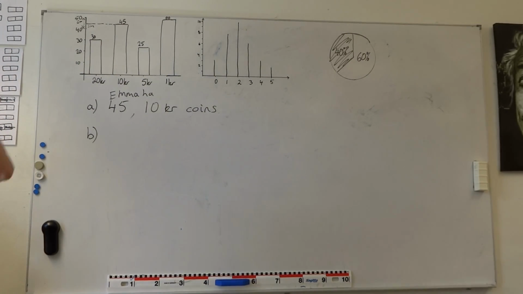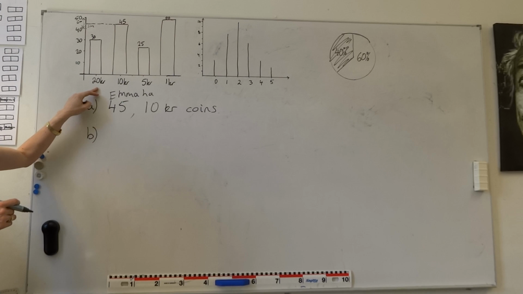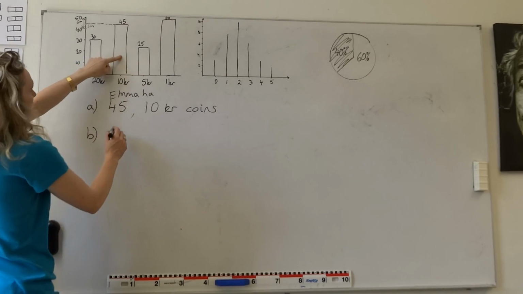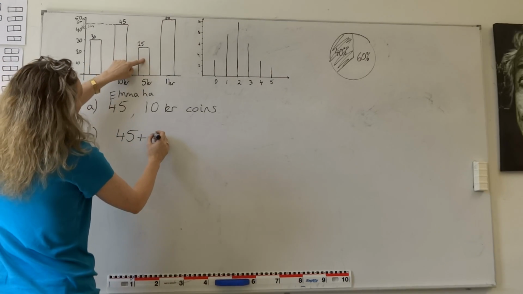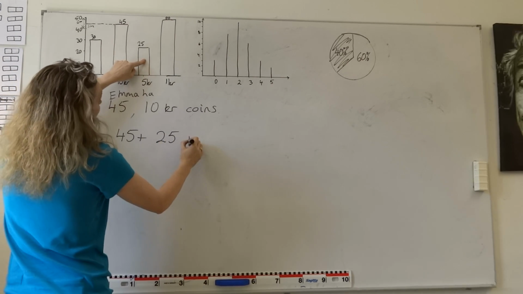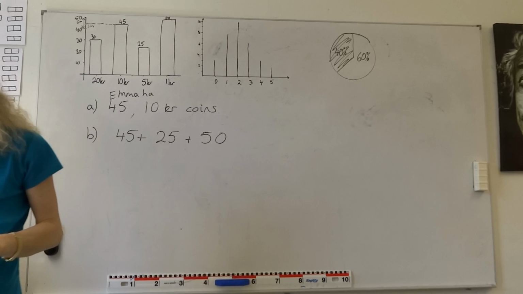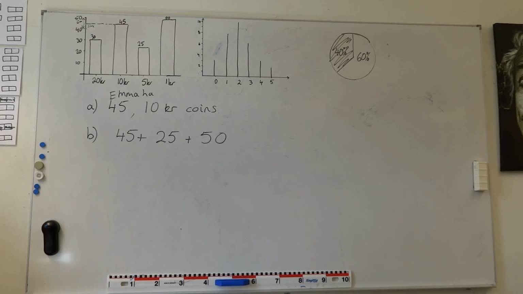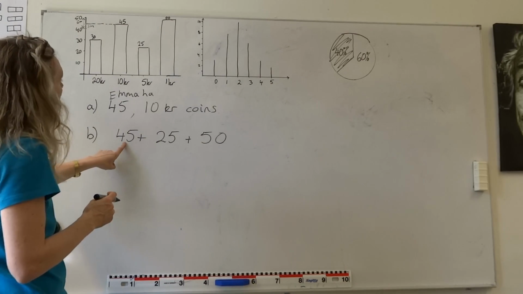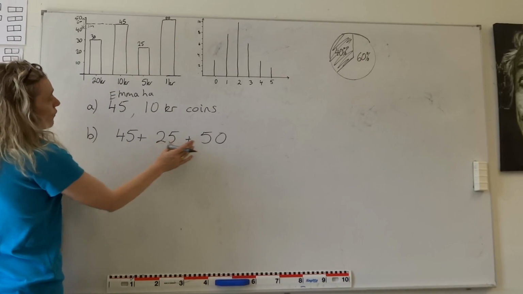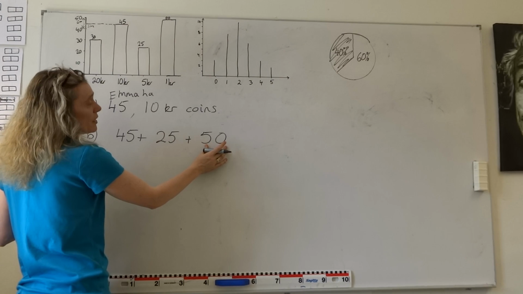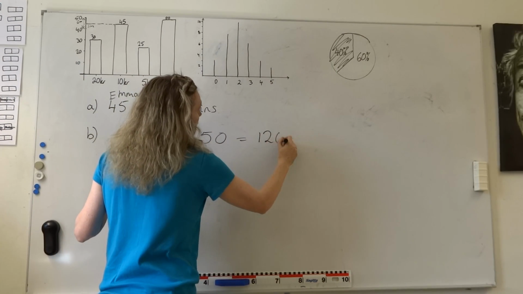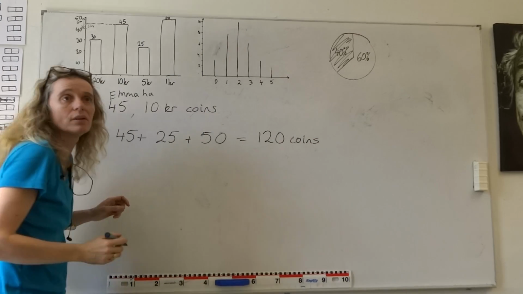Then it says, how many coins were there in total? Well, we don't have a 20 krona coin. So the coins that we have are 10 krona coins, we have 45 of those, and then we have 25 5 kronas, and we have 50. Was it the number of coins or the value of them? Number of coins. So just the number of coins is 45 and 25, that'll give us 70. 70 plus 50, 120.